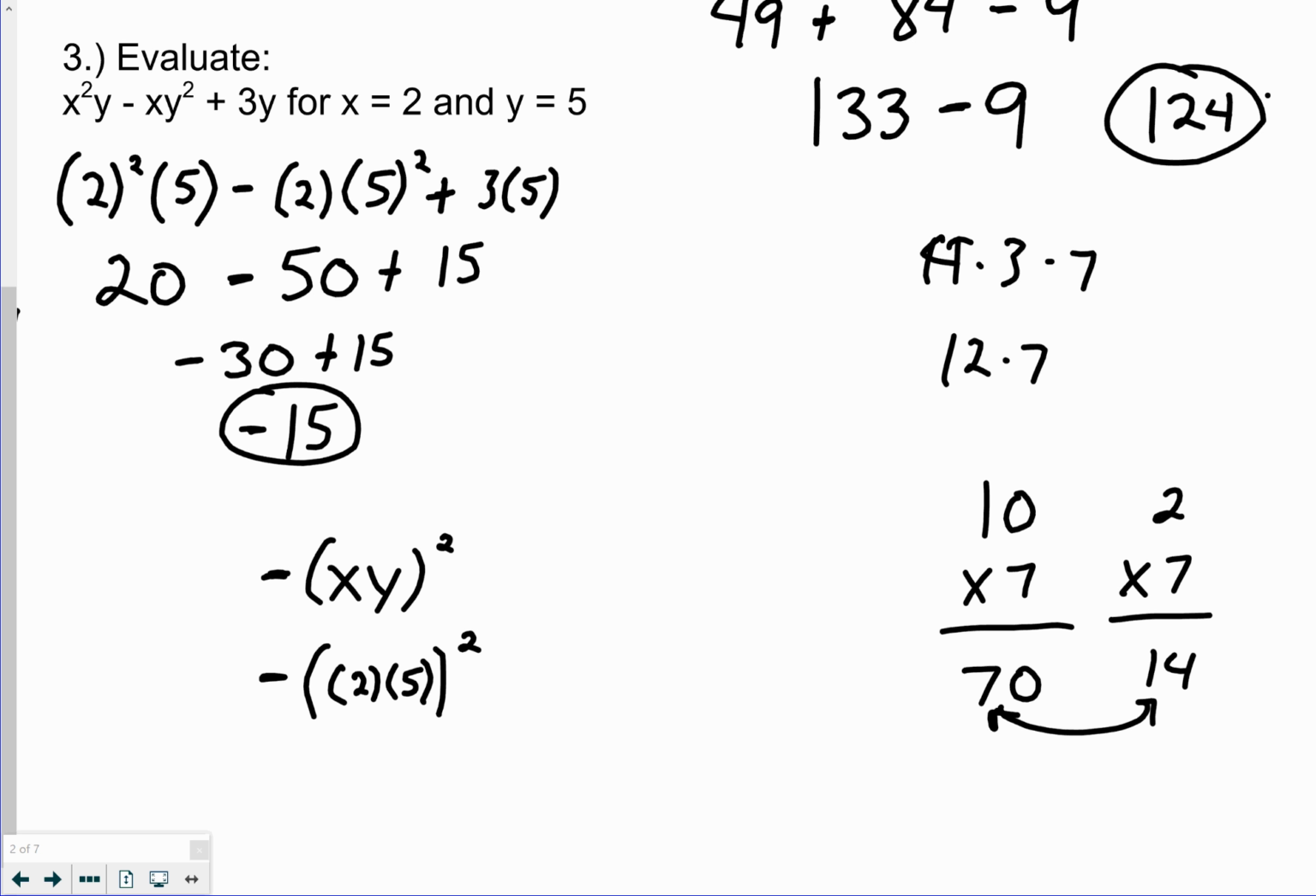So negative 30 and 15 are different signs. So when you put them together, you actually subtract them, even though it says addition, you subtract them to get 30 minus 15 is 15. The 30 is bigger than 15, so you take that guy's sign. All right. Pretty good?